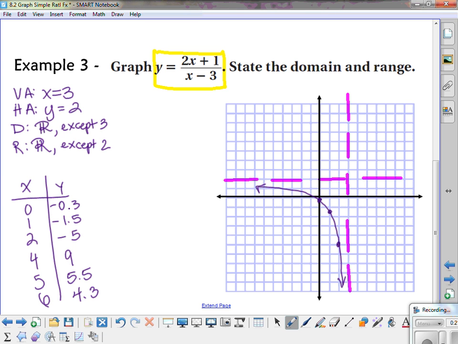And then if I plug in 4, I got 9. So 4, 9. 5, 5 1/2, and 6, 4.3. And so there's the other side of the graph. So see, if I hadn't chosen any points that were larger than 3, I would have been missing the whole right side of my graph.